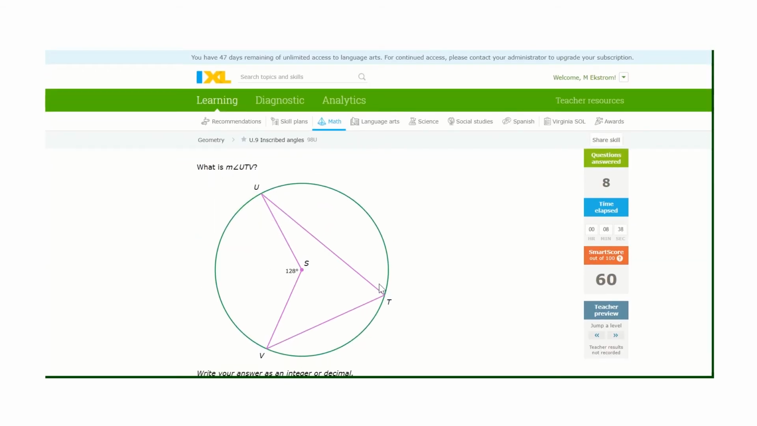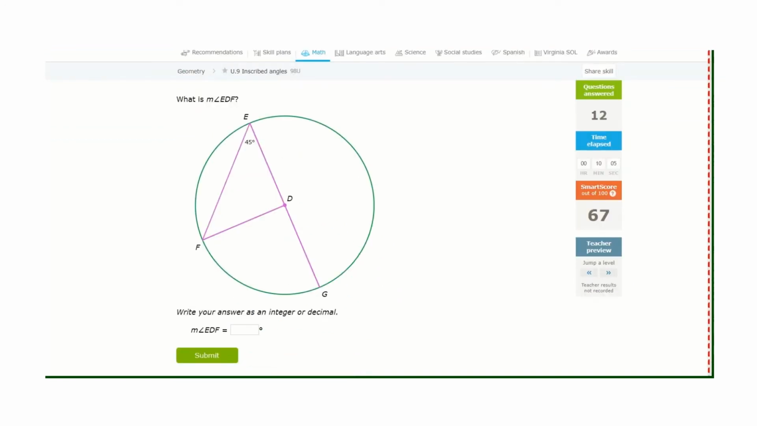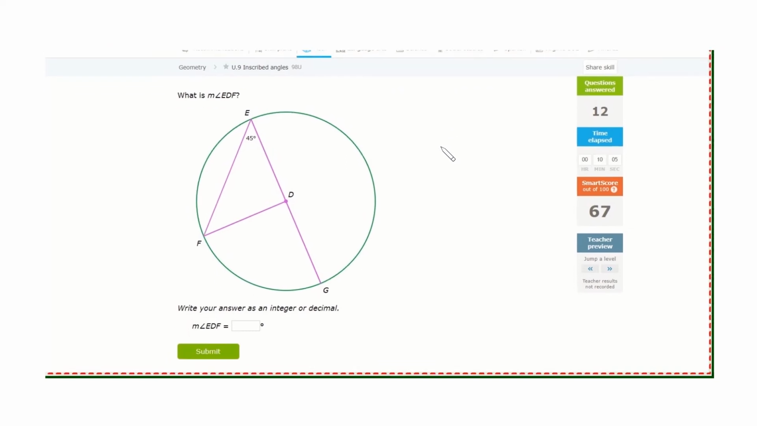Okay, this is not getting harder yet. I want to get to a new kind of problem. Okay, I found one I like. Here we have, well, what do we have here? They're asking for EDF. EDF is over here. And so we would use this arc to help solve for that angle. And they didn't give it to us. So how are we going to solve that?